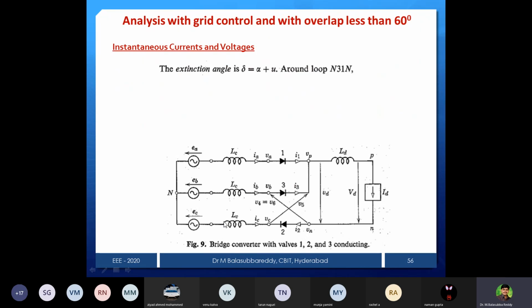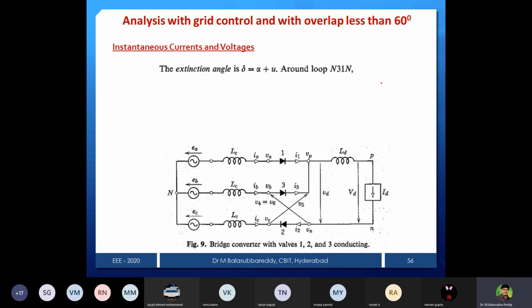Now you can see alpha plus mu. I am taking this as a loop here. In this loop, we can write the equation. I am writing this during overlap only. The overlap case is very simple logic.